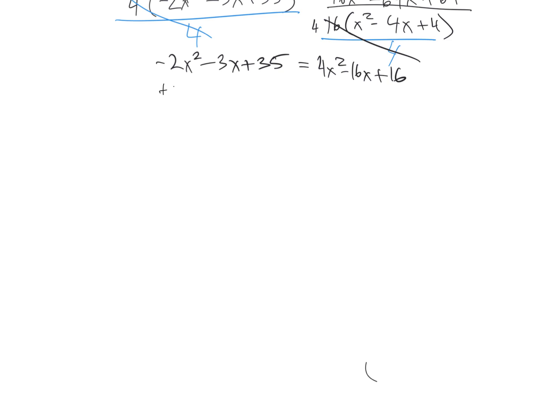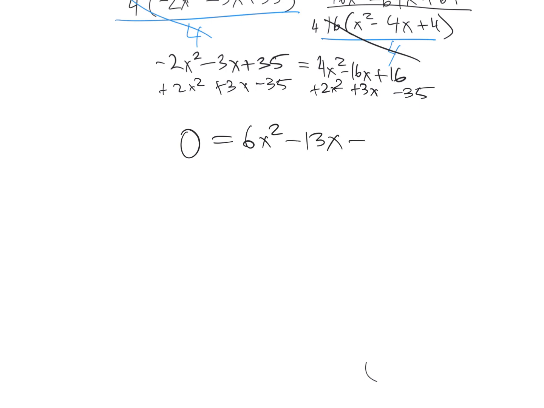Put everything together. Let's add 2x squared to the right. Let's add 3x. And let's subtract 35. And we get 0 equals 6x squared minus 13x, and that's minus 19.